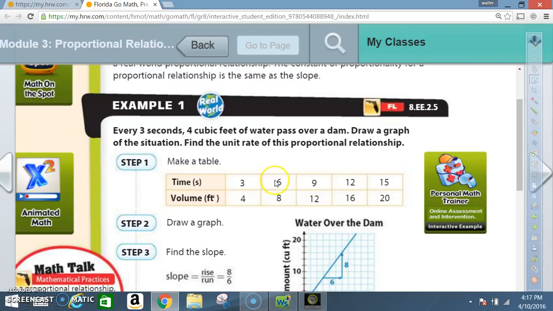All right, now we're at 9. So 6 plus 3 gives us 9. So now we're at 9 seconds. So at 9 seconds, it's going to be 4 more. 8 plus 4 is 12.